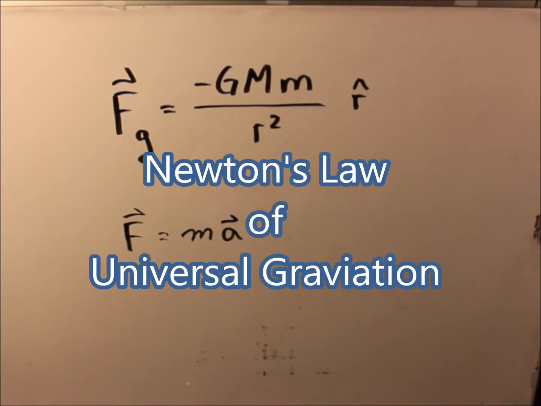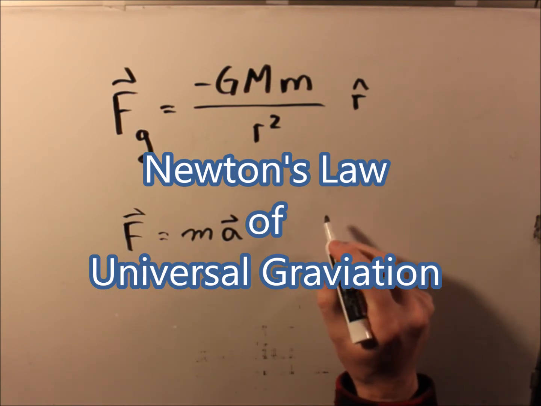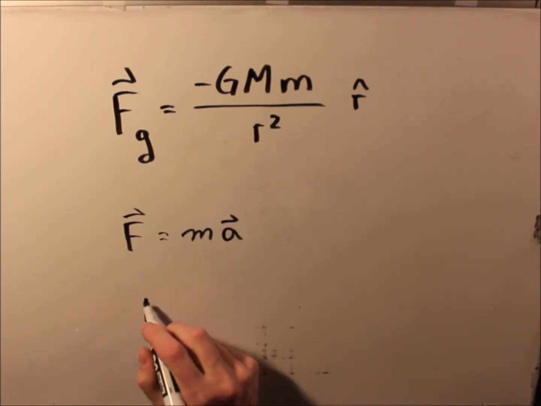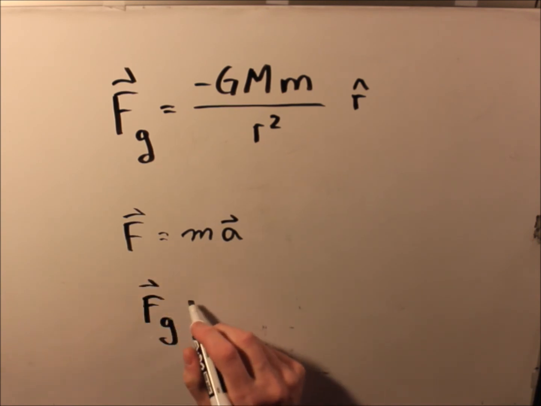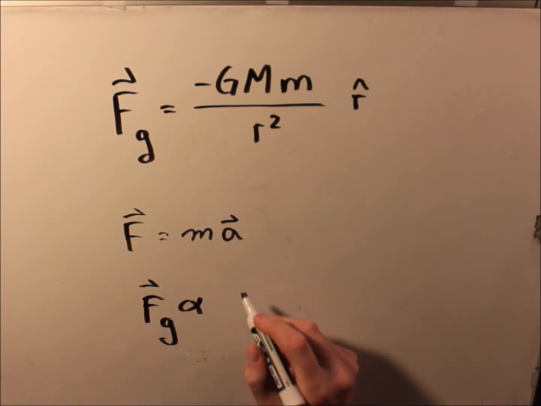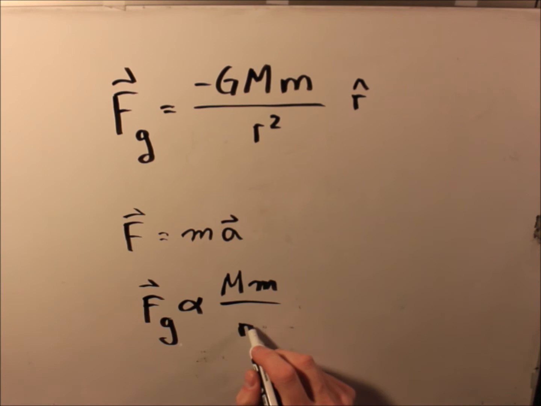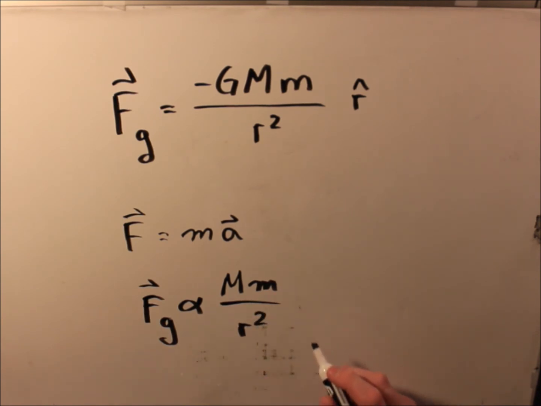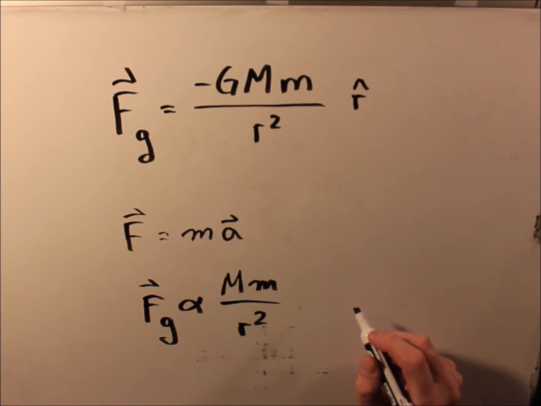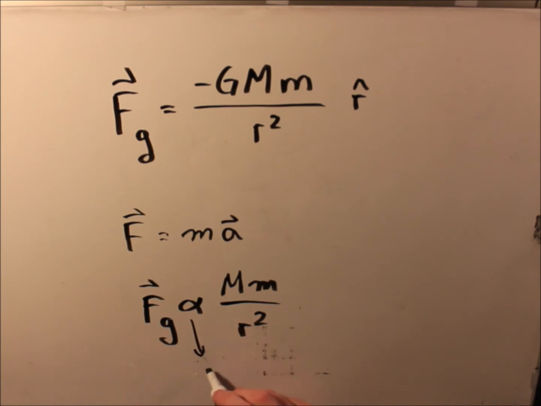So what Newton realized was first that the force of gravitation was proportional to the product of the masses divided by the square of their distance. And he called it the law of the inverse square. To make this an equal sign, we need a constant. And this constant is the universal gravitational constant.